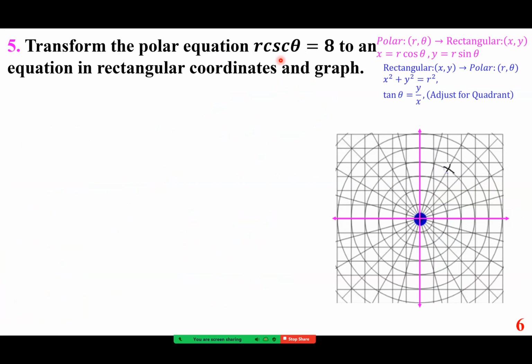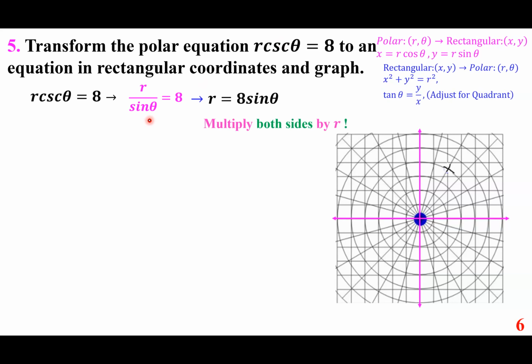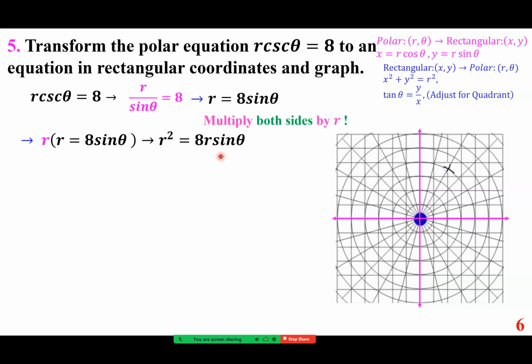Transform the polar equation r cosecant theta equals 8 to an equation in rectangular coordinates and graph. Well, we know cosecant is 1 over sine. So we write r over sine theta equals 8. Cross product gives us r equals 8 sine theta. We use the same technique as the previous one. We multiply both sides by r. That gives us r squared equals 8r sine theta.